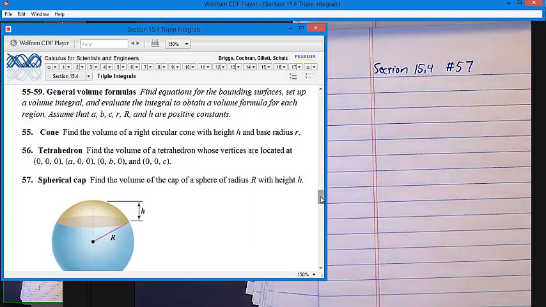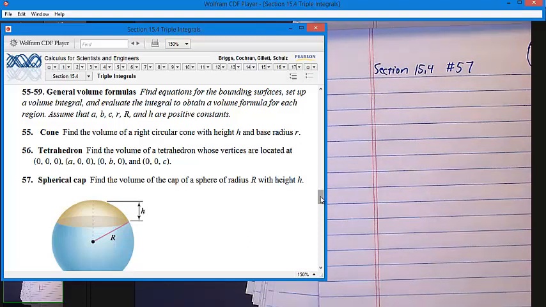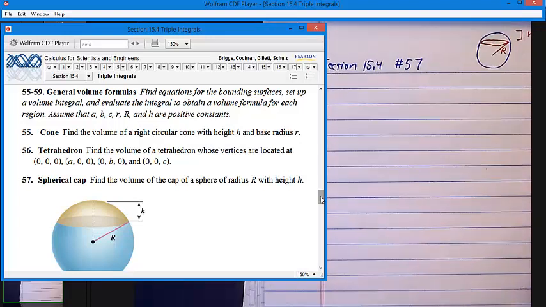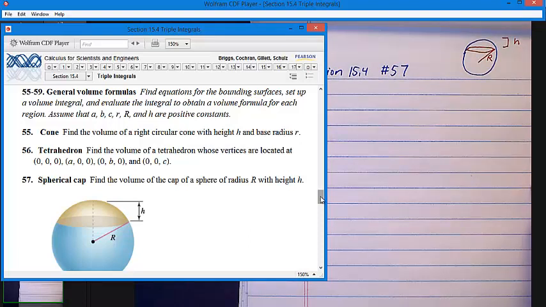So, okay, we have a sphere. And they're saying we have a cap of the sphere where, you know, this is R. This distance here, they're calling H. Oh, I have to show it a little better. And it says, see if we can find the volume of that cap.